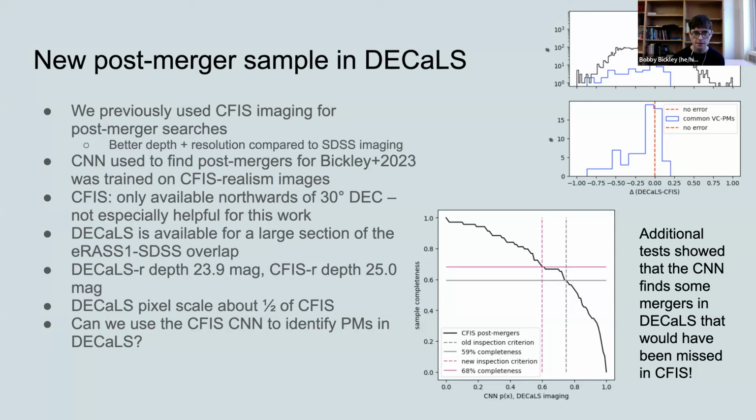And we ran some tests and showed that, likely because of the relatively shallower depth of the imaging in DECaLS, galaxies that appear in both surveys tend to get lower classification in DECaLS, lower post-merger predictions in DECaLS compared to what they would have gotten if they appeared in CFIS imaging. And I'll point out that this is log scale. If you don't put this histogram in log scale, it's very narrow. It's a super narrow distribution.